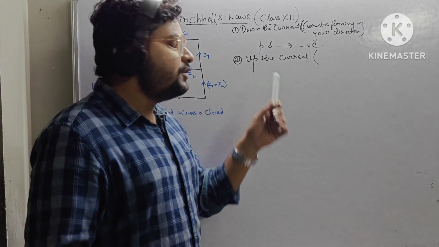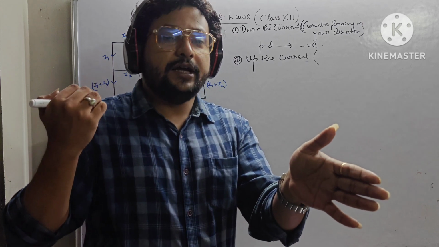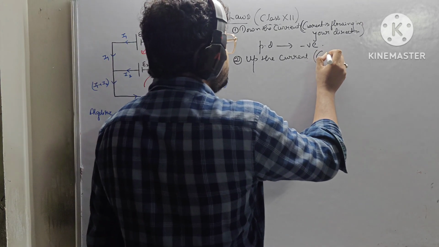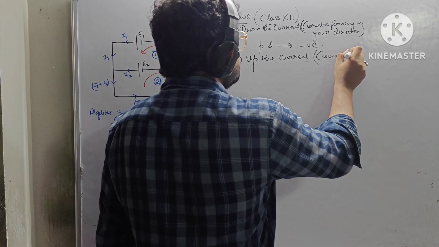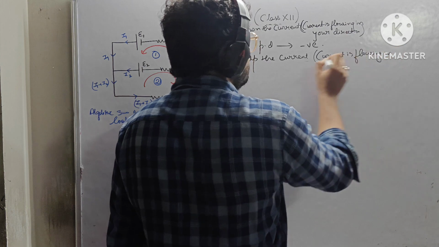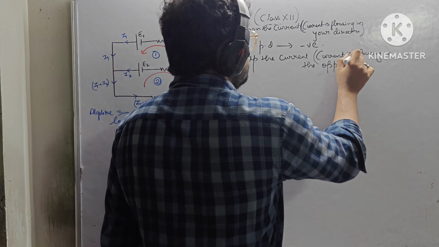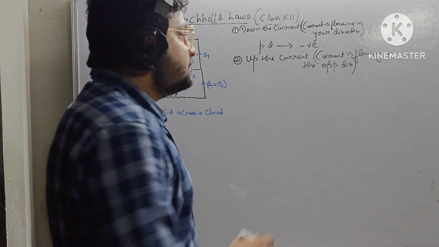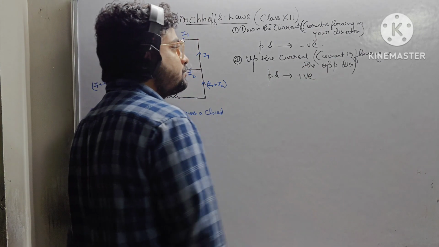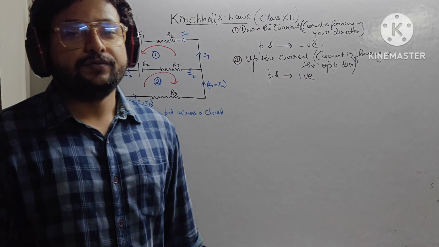Okay. So anywhere if you are seeing that you are going in this direction, and current is flowing in the opposite direction, that is known as up the current. So current is flowing in the opposite direction. In that case, we will take the potential difference to be positive.